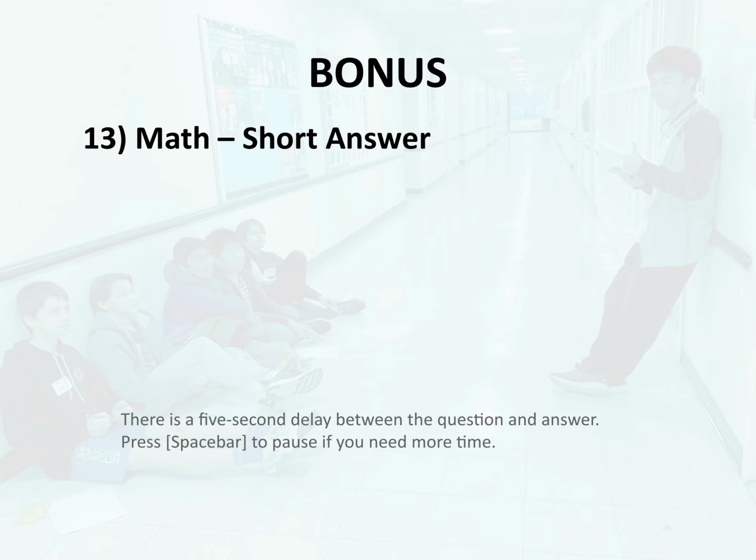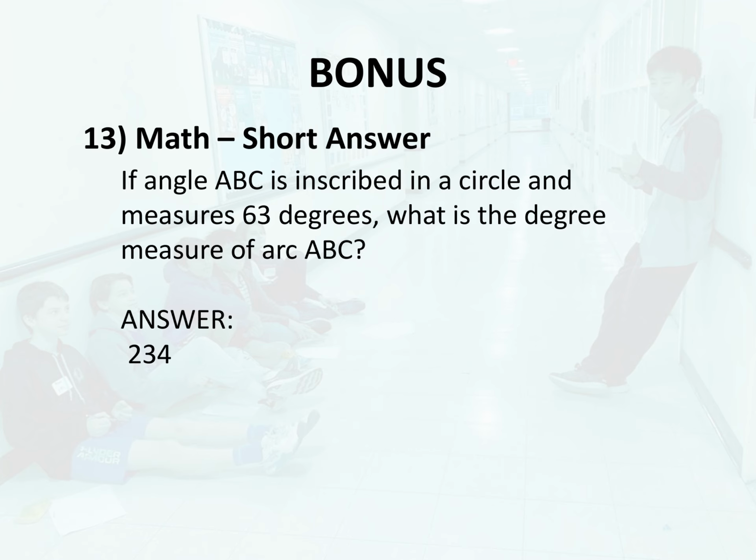Bonus, 13. Math, short answer. If angle ABC is inscribed in a circle and measures 63 degrees, what is the degree measure of arc ABC? Answer: 234.